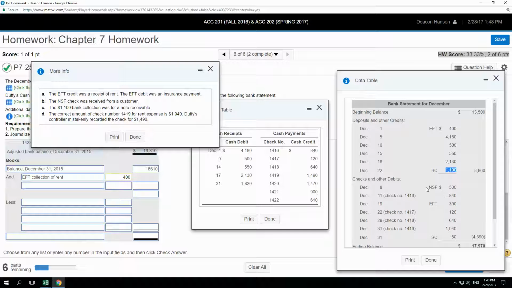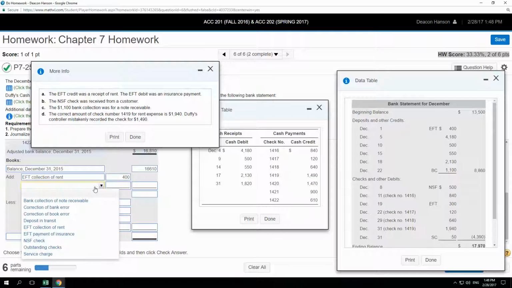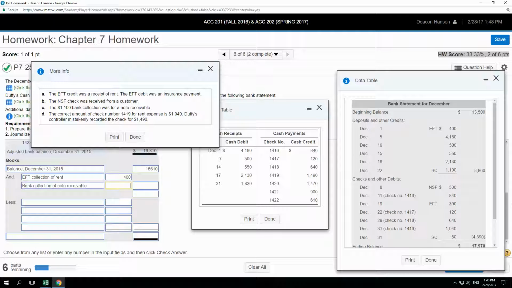And that BC, the bank collection, it says here in C, the $1,100 bank collection was for a note receivable. So the bank collected this company's note receivable payment directly for them. It didn't go to the company first. So this is a bank collection of note receivable. That's going to get added, 1,100. So we got 1,500 subtotal that we're going to add to the book balance.